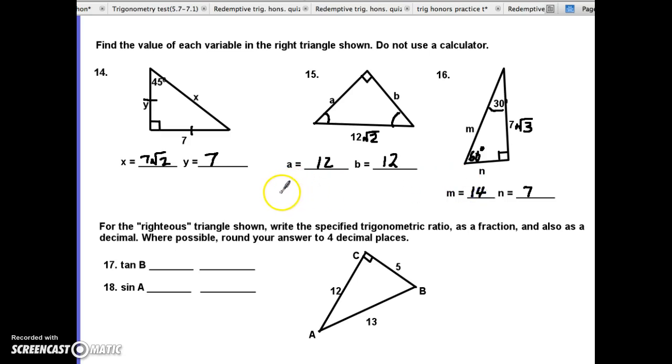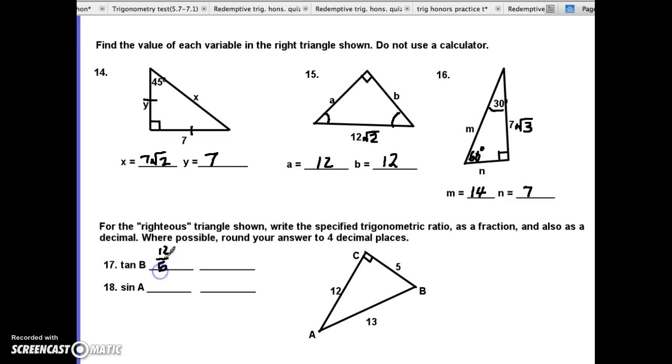All right. Progressing now to our trigonometric considerations. It says for the right triangle shown, write the specified trigonometric ratio as a fraction and also as a decimal. Where possible, round your answer to 4 places. So tan of angle B, here's angle B, and tan, that would be the TOA, is opposite over adjacent. So that would be 12 over 5.